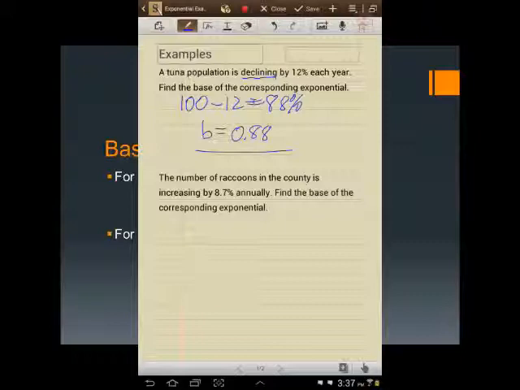Next example. Number of raccoons is increasing by 8.7%. Increasing is growth. So we have all the raccoons we currently have, and another 8.7. So 108.7%. Convert that percent to a decimal, 1.087. There's the base.